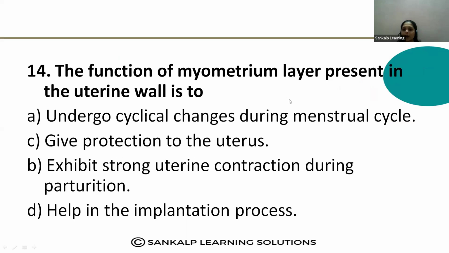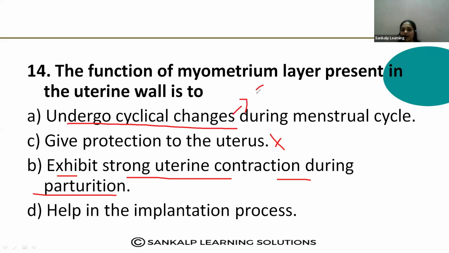The function of the myometrium layer present in the uterine wall is to... What is the function of the myometrium? Here, the myometrium exhibits strong uterine contraction during the parturition. Okay, so it will not give protection for the uterus. Cyclical changes undergo in the endometrium, and helping in implantation is also the endometrium, but the myometrium causes the uterine contraction during the parturition.